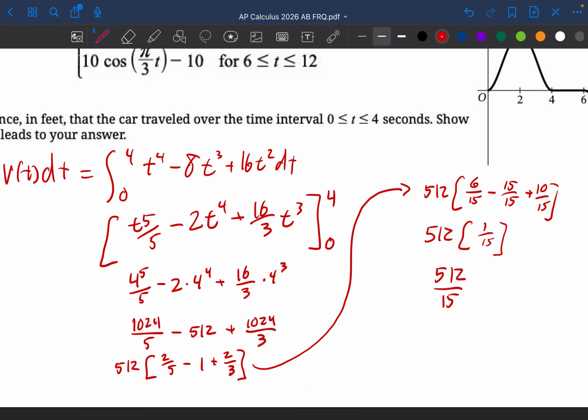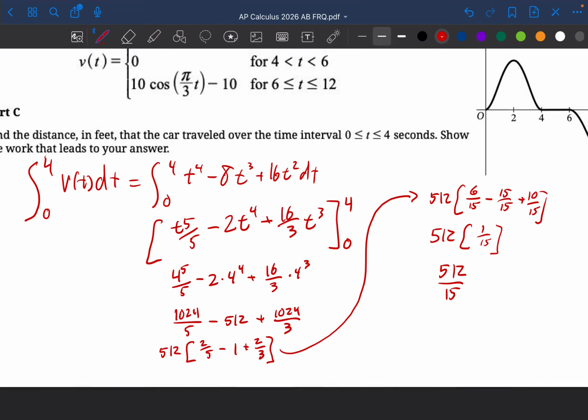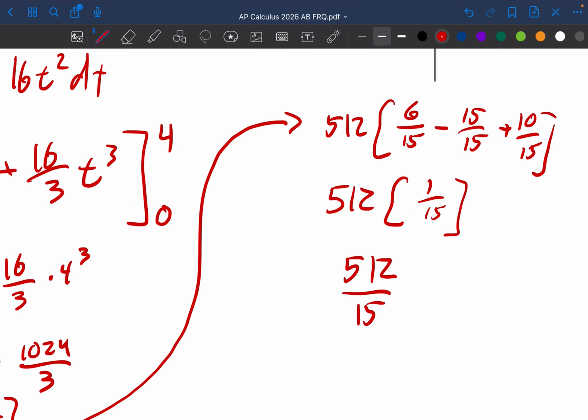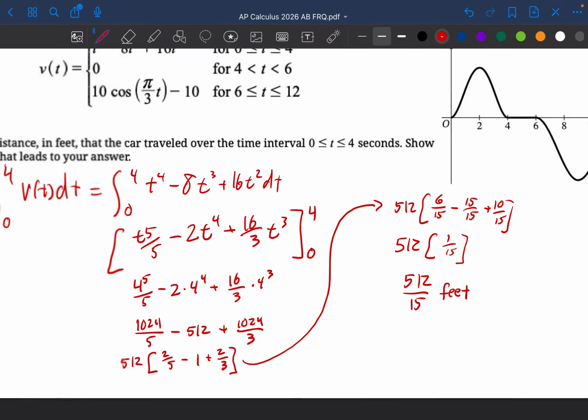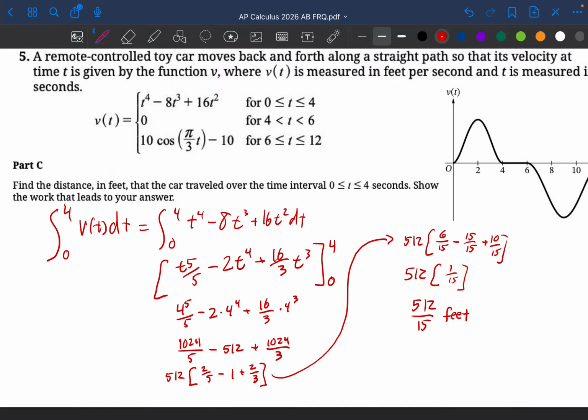Definitely not divisible by 5. 1 plus 2 is 3 plus 5 is 8, not divisible by 3 either, so we can't simplify that. And since this is a distance, now they told us that it was a distance in feet, so whether you have or don't have the unit, I wouldn't worry too much about that point. But that is our distance of 512 over 15.